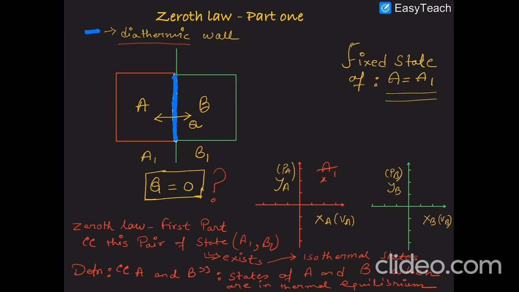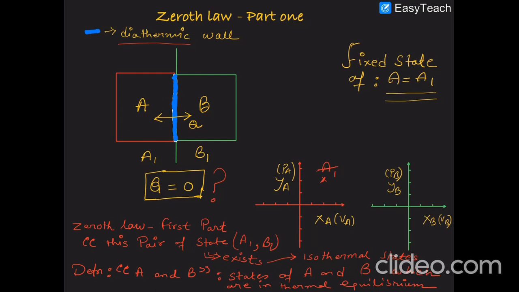diathermic. In this setup, we will take two systems, system A and system B, separated by a diathermic wall. That means it will not only allow work transfer but also heat transfer. Now we know that the state of system A can be represented in the state space by a point. That point represents that the system is in thermodynamic equilibrium. Now we are going to fix the state of system A.